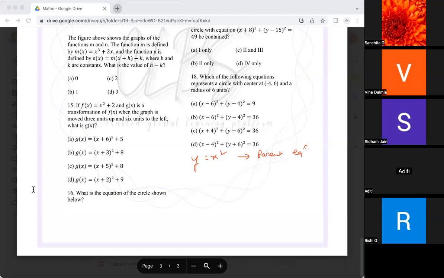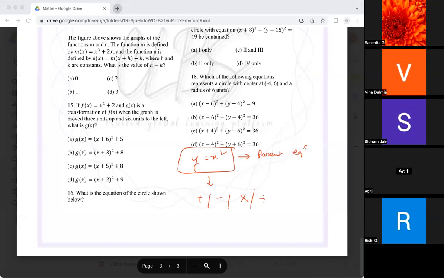So why is this called a parent equation? Because I can tweak this equation. Basically, tweaking is transforming. I will transform these graphs, and I can get infinite possibilities. How can we transform it? I can add, subtract, multiply with something, divide with something. I'll use the basic operations to give birth to a new equation. That's why the chapter term is only transformation.